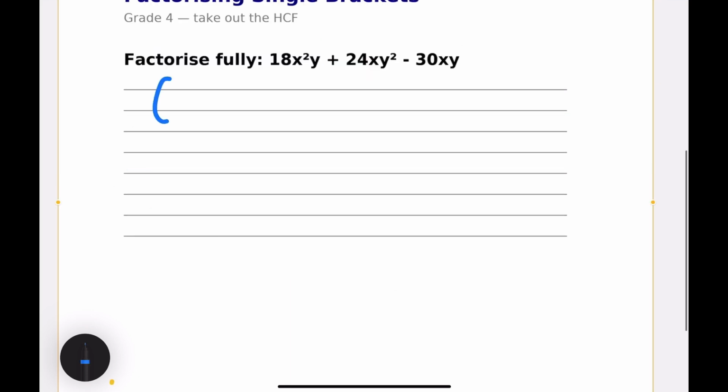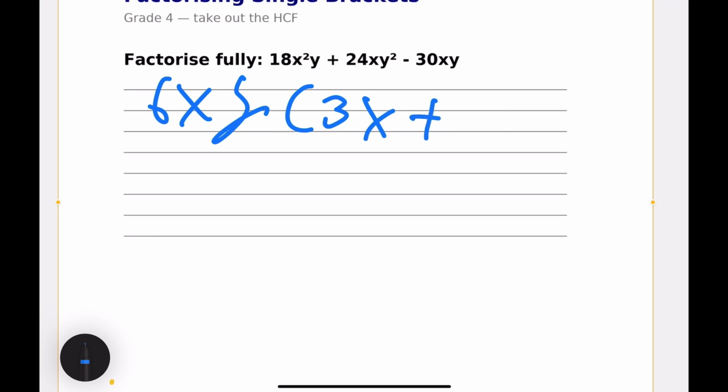So we know that 6 is the highest number factor, but now let's think about x and y. So for x, it's going to be 1x, because that is the highest common factor, as the second and third term only have 1x. And again, it's just going to be 1y, as in the first term there's only 1y, but there's at least 1y in the other terms as well. So this is what we can use. So 18 divided by 6, that's going to be 3. x squared divided by x is x, and y divided by y is 1, so that cancels that out.